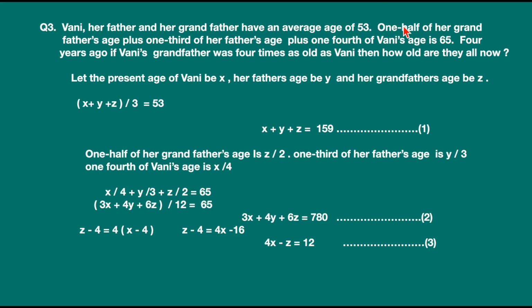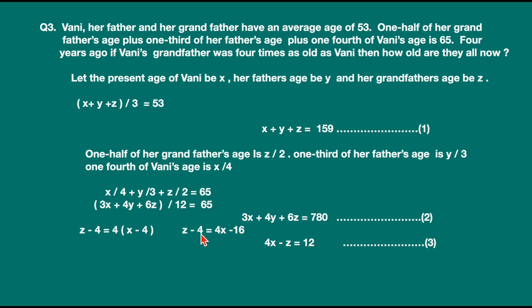Okay. 1/2 of her grandfather's age plus 1/3 of her father's age plus 1/4 of Vani's age is 65. So what is 1/2 of her grandfather's age? Z/2, plus 1/3 her father's age, Y/3, plus 1/4 of Vani's age, that is X/4, is equal to 65. So here it is X/4 + Y/3 + Z/2 = 65. Now these 3 are fractions, so find the LCM and simplify. You will get 3x + 4y + 6z = 780. So this is the second equation.